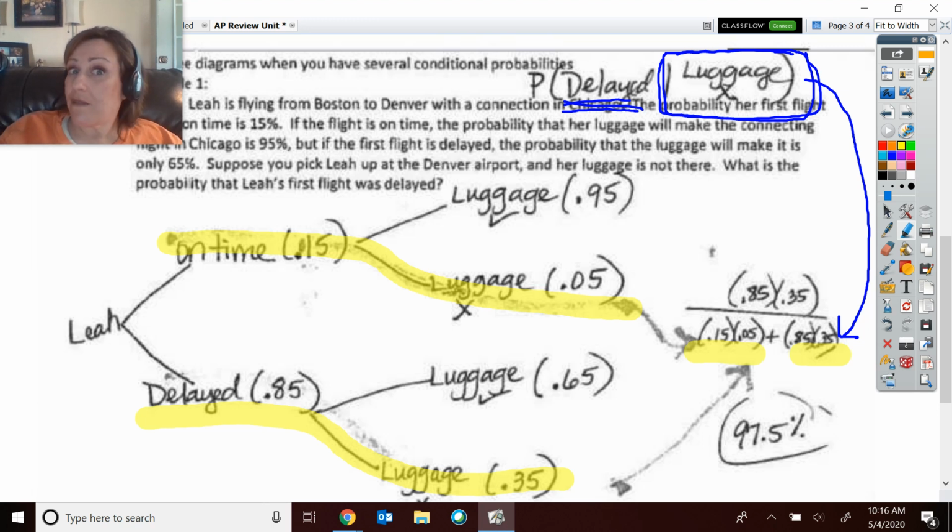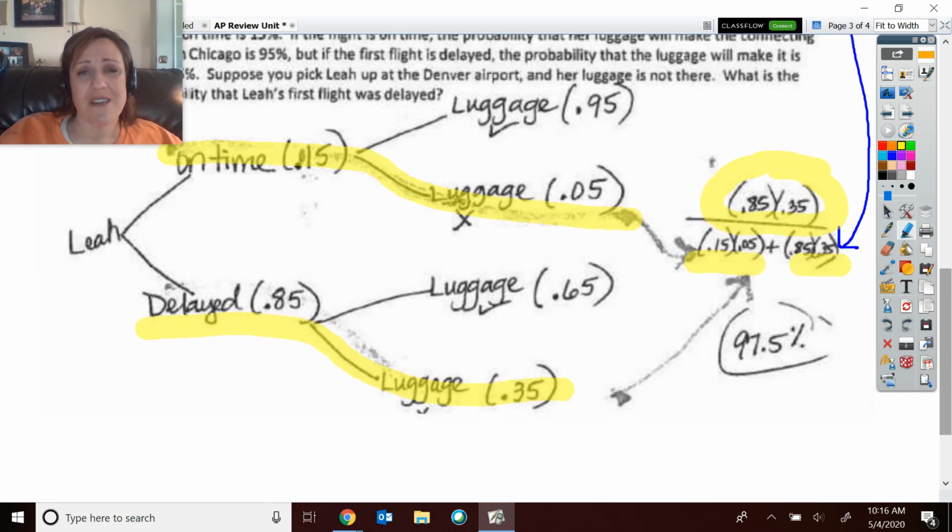Okay, so that's the total ways in which her luggage did not get there. Then one of these pieces on the bottom is going to be the numerator, because it has to be which portion? The delayed portion. And so that is that 0.85 times 0.35. And that meant 97.5%. Given her luggage didn't get there, there's probably a 97.5% chance that her first flight was delayed.